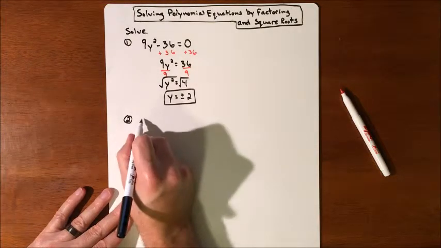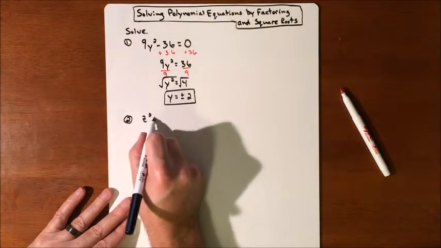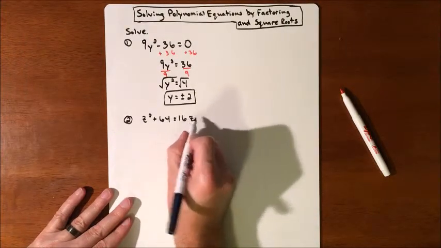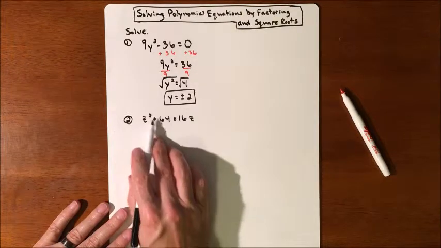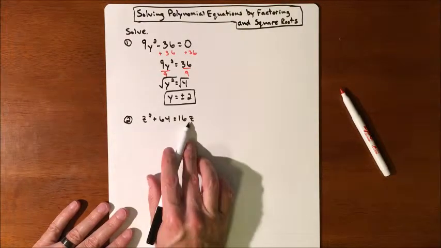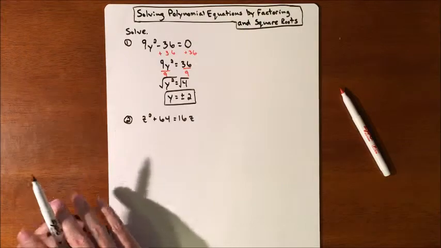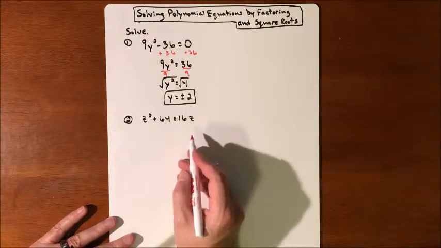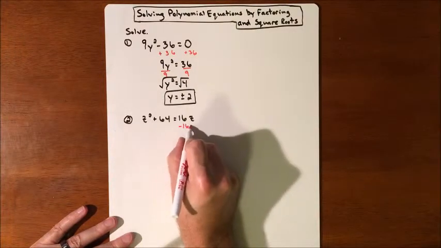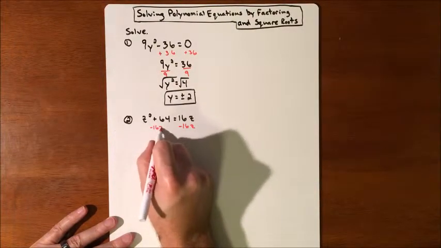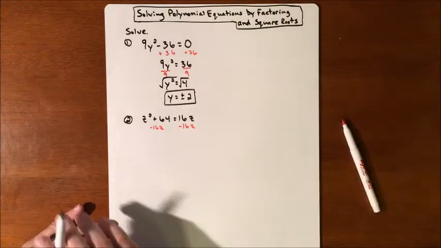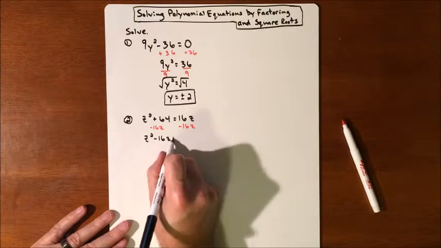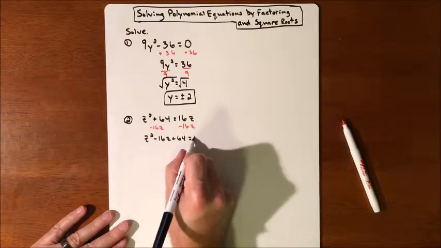So here's another look. z squared plus 64 equals 16z. So this one is missing a middle term, but it's actually over here. So in order to do this, if we're going to be looking to factor, we're going to want to get everything over to one side and eventually use the zero product property. So we're going to move the 16z over, and that's going to get us z squared minus 16z plus 64 equals 0.